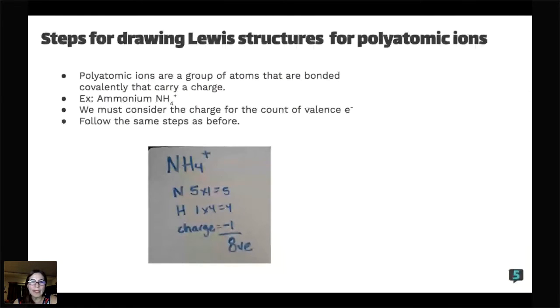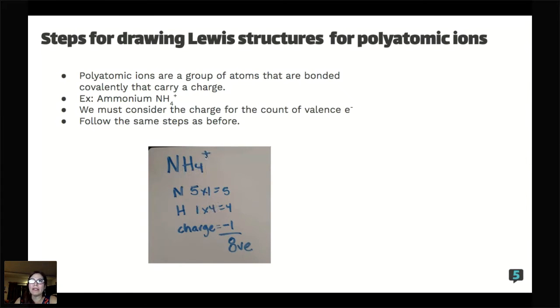When we do the same thing for polyatomic ions, which are a group of atoms that are bonded covalently but carry a charge, for example ammonium, we must consider the charge. So if we do the same that we did before for water, nitrogen has 5 valence electrons times 1 because it's only one atom involved. Hydrogen has 1 valence electron times 4 because we have 4 in this formula.